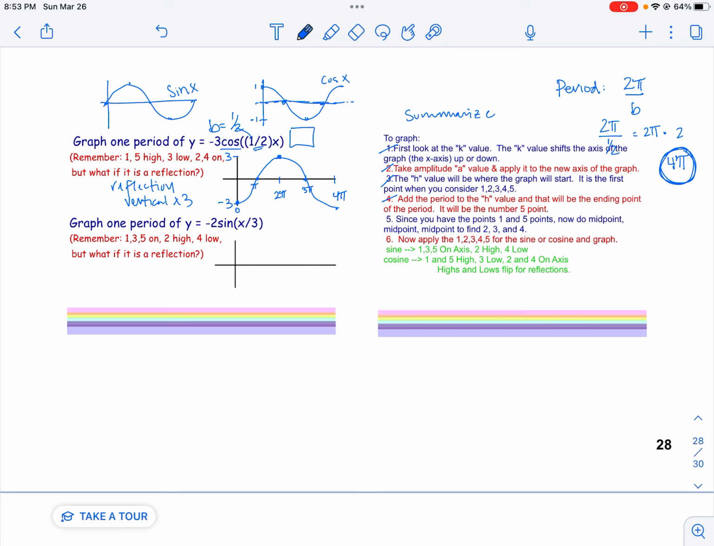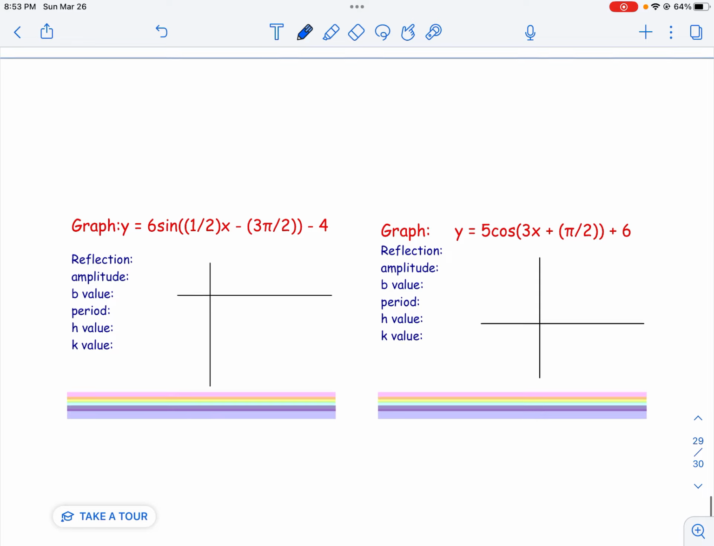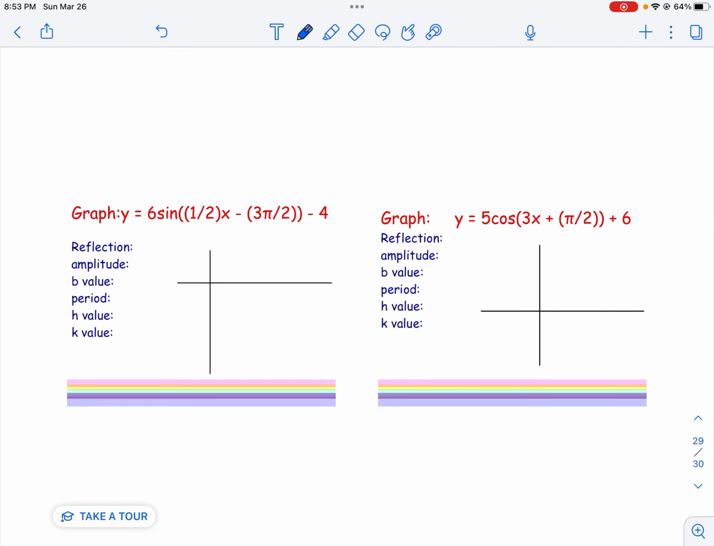Okay, so moving on to the next example on page 29, we're sort of going to put it all together now and graph and figure out all of these transformations that take place. I will see you for that in the next video.